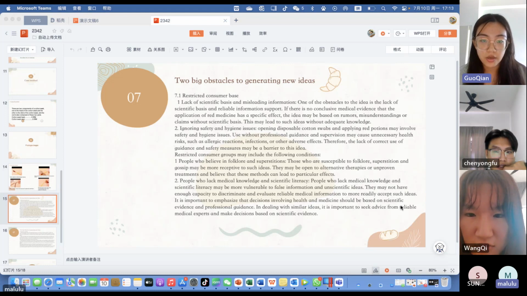Restricting customer growth may include the following conditions. First is people who believe in folk remedies and superstitions. Second is people who lack medical knowledge and scientific literacy.